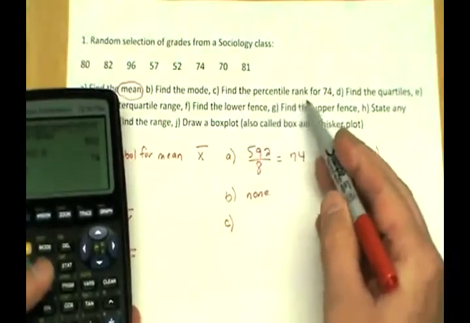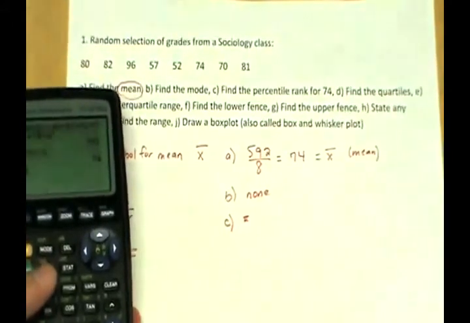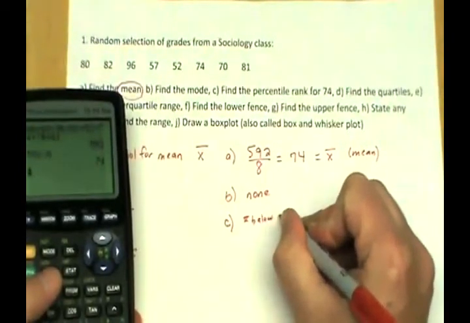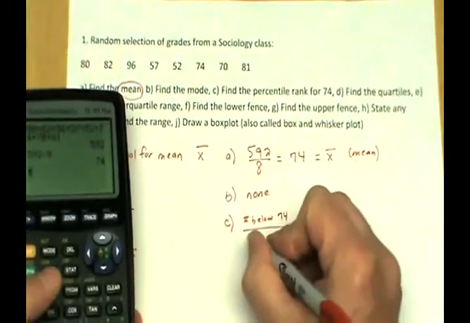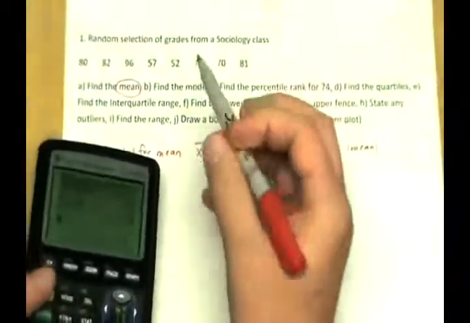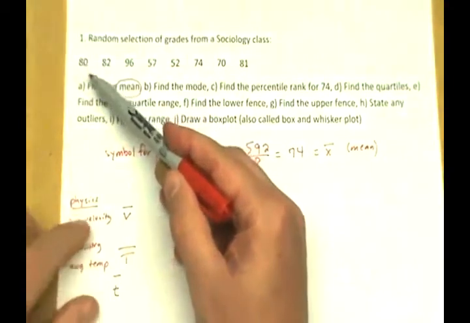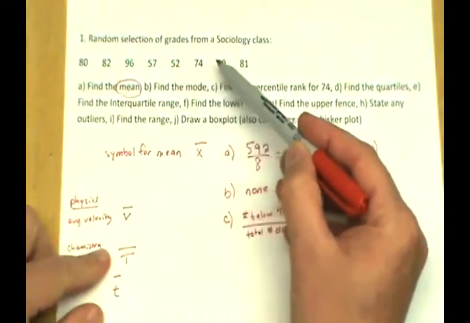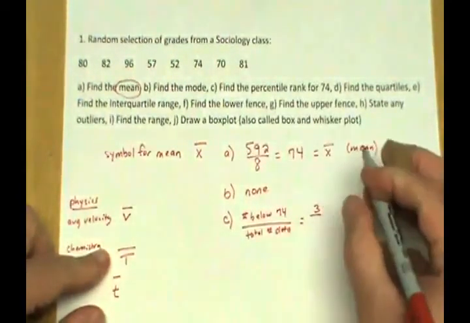Okay. Find the percentile rank for 74. So we want, as a fraction, percentile rank means percentage below. So it's a fraction, which means number of data that's below 74, because that's what we want to find the percentile rank for, and you divide that by the total number of data. So we just go through the list and count up how many pieces of data have a value below 74. We're looking at 57 is below, 52 is below, that's 2. 74 is not below, 70 is. So we're looking at 3 pieces of data out of the list that are below 74.